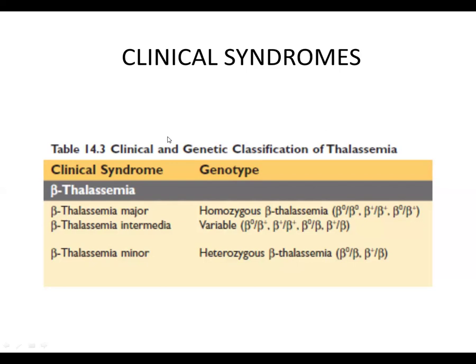In cases of beta thalassemia minor, this is a heterozygous condition. One of the alleles is normal, the other is mutated. And in cases of intermedia, there is variable genetic presentation.